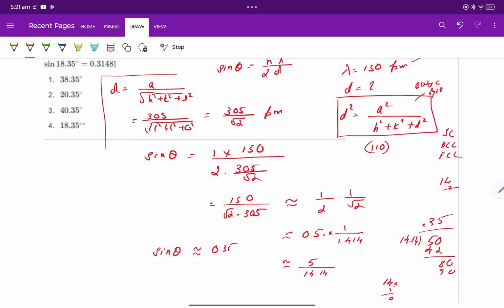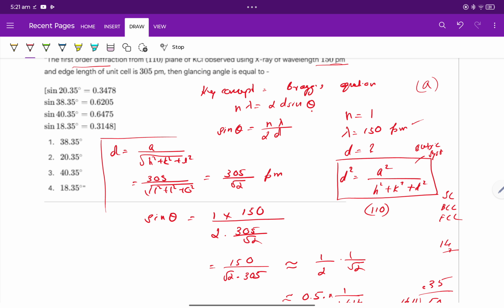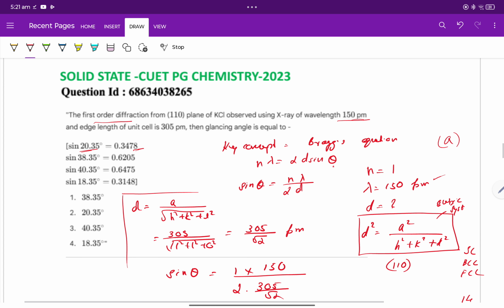Now they have given a table here. You can see sine theta is around 0.3478. It is coming at theta 20.35. So your right option will be sine theta 0.3478. So option number 2 is the correct answer.